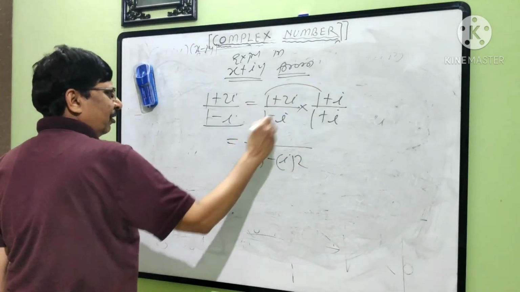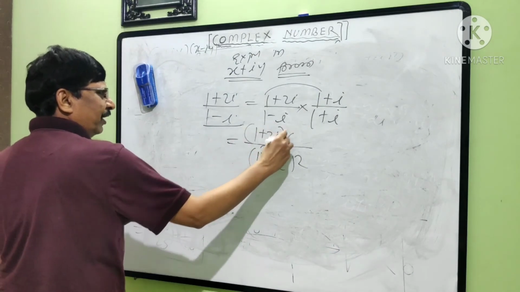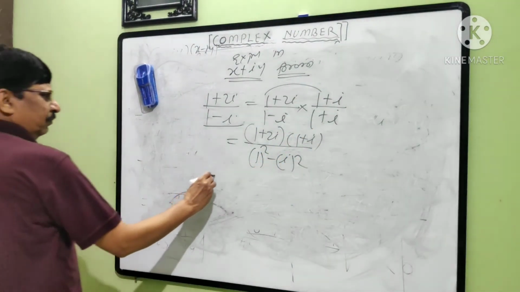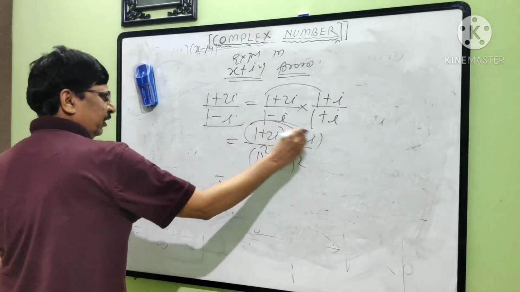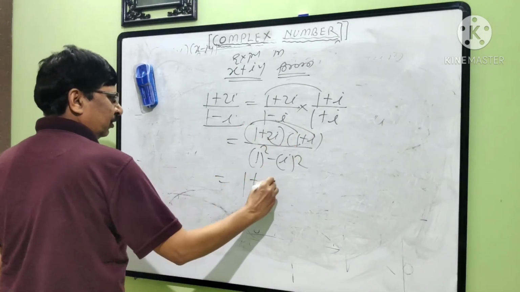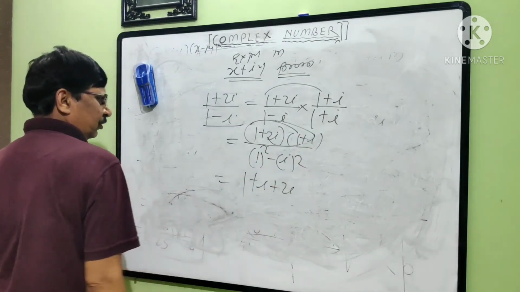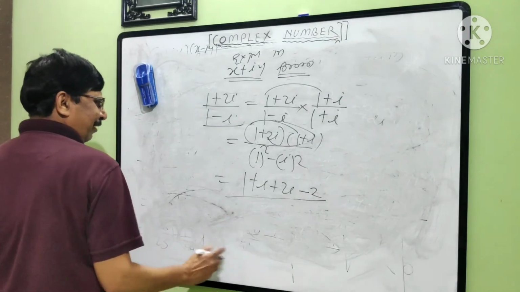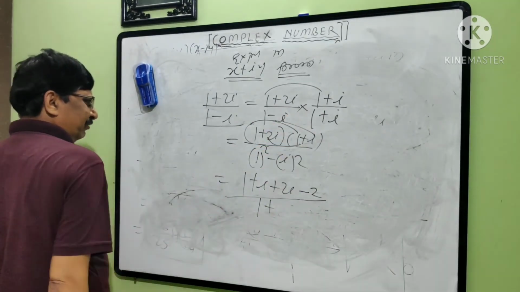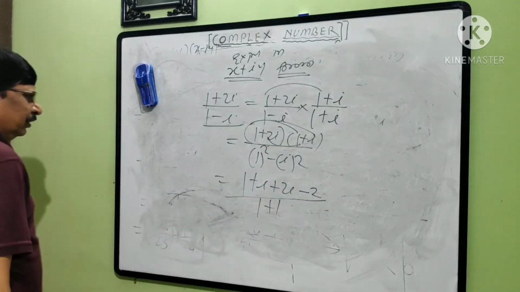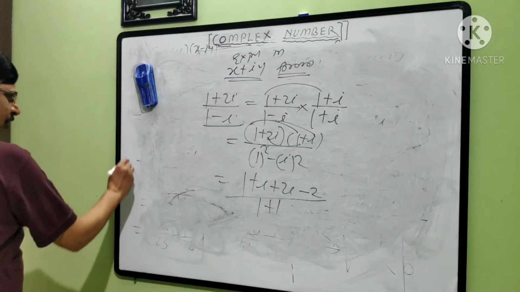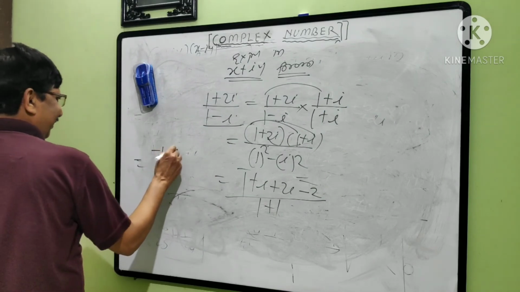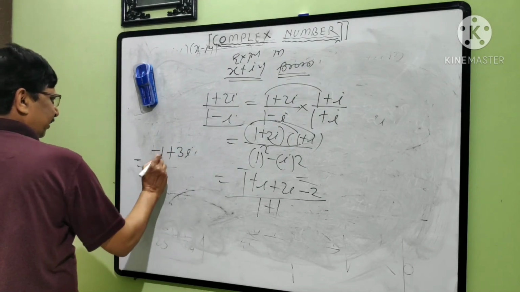And now in the numerator, that is 1 plus 2i times 1 plus i. 1 into 1 is 1, 1 into i is i, 2i into 1 is 2i, 2i into i is 2i square, and 2 into i square means minus 2. And in the denominator, 1 square minus i square means minus minus plus 1. That will be 1 minus 2, minus 1, and i plus 2i, that is 3i, upon 1 plus 1, 2.